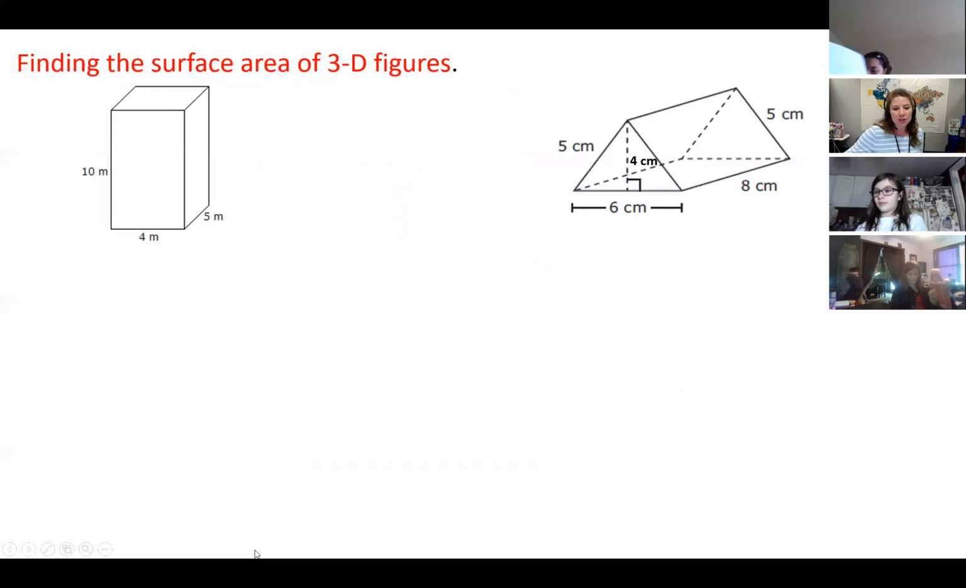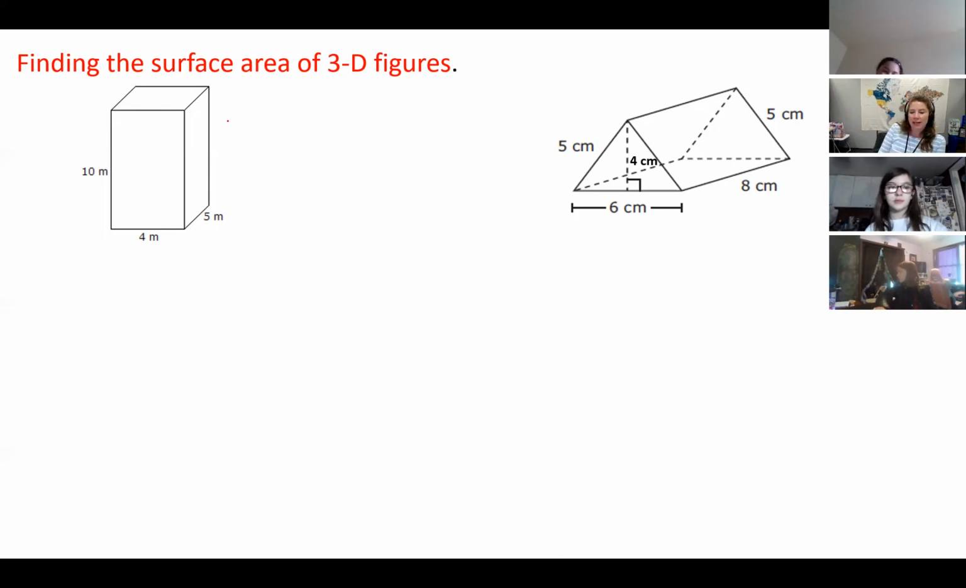So when you find the surface area, that means you have to find the area of all of the sides and add them all together, okay? How many sides does a rectangular prism have? If you're holding a cereal box in your hand, how many sides does it have? 6, yep. So this is what I do.